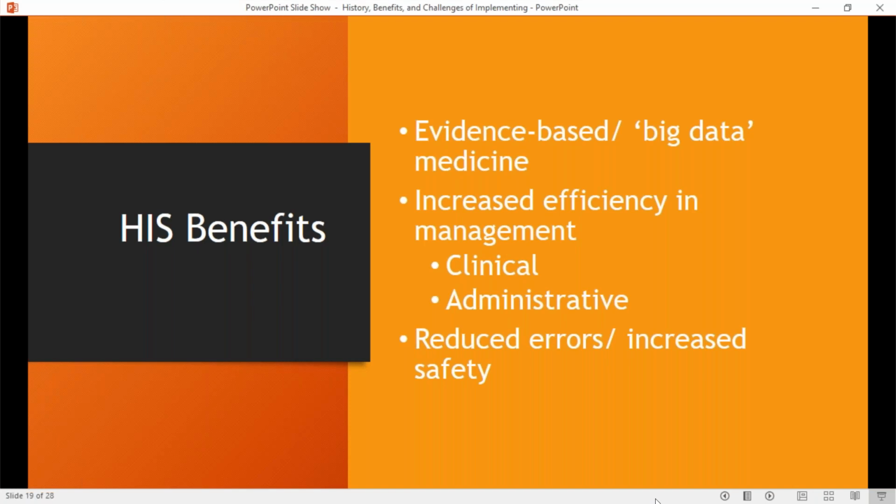Another benefit is that you have increased efficiency in management, both clinical and administrative, in terms of the information that you have ready for your patient being readily accessible. So the more obvious benefits are, of course, versus paper-based systems and clerical errors, you have fewer errors and increased patient safety if you have an electronic hospital information system. So if you go to the next slide.